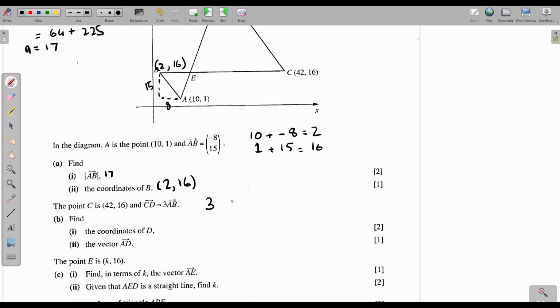So all we need to do is multiply that by 3, which will give us (-24, 45). Okay, and now all we can do is just add that to (42, 16). So 42 and 16, and 42 minus 24. Let me just use my calculator.